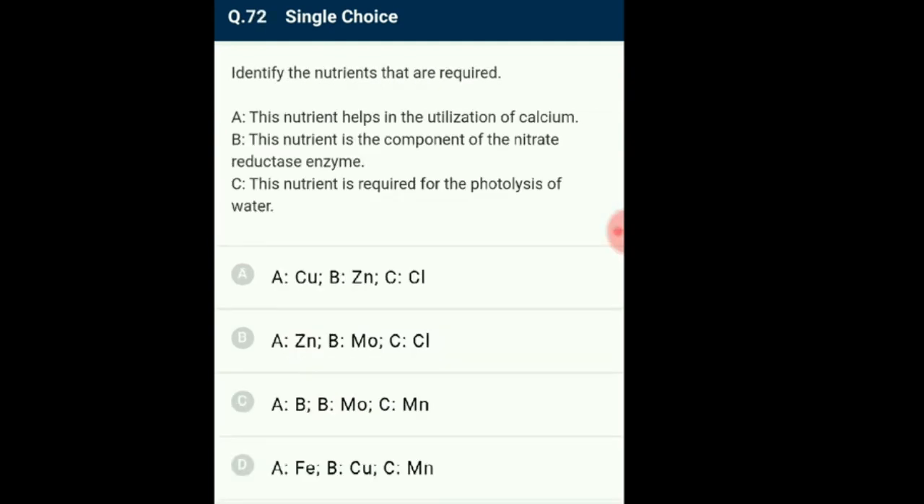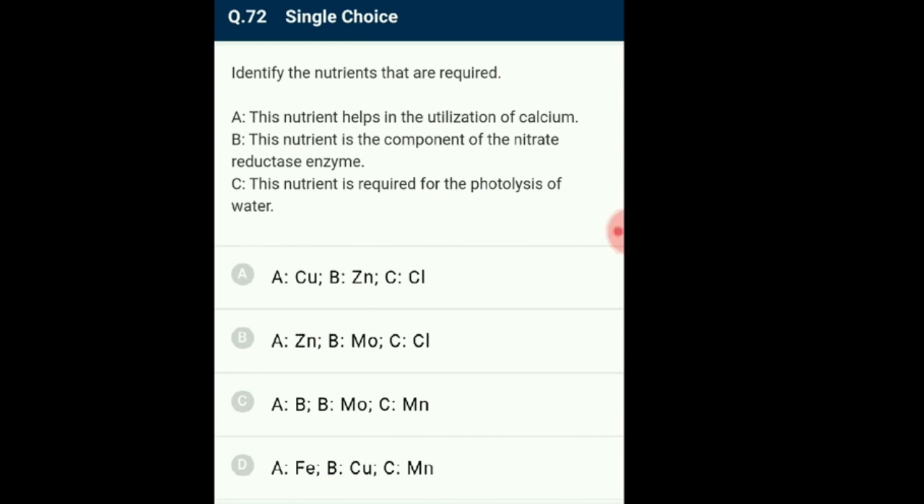Question number 72. Identify the nutrients that are required. A. The nutrient helps in utilization of calcium. B. This nutrient is the component of the nitrate reductase enzyme. C. The nutrient is required for photolysis of water.